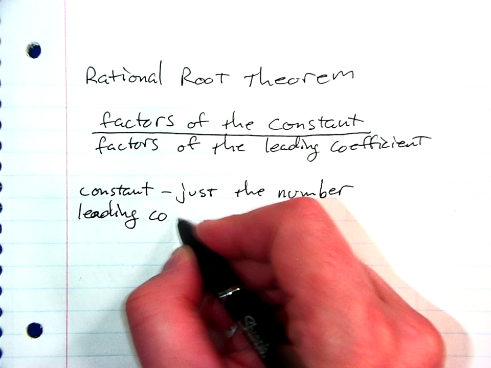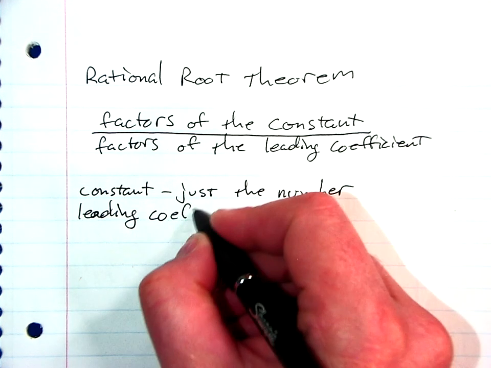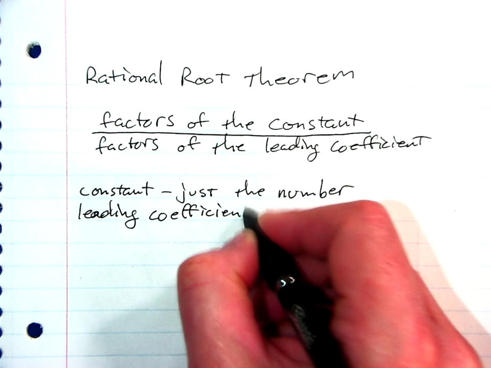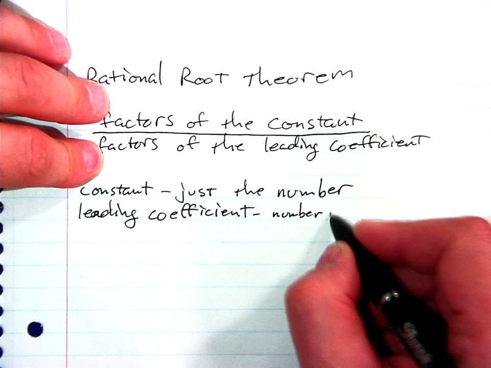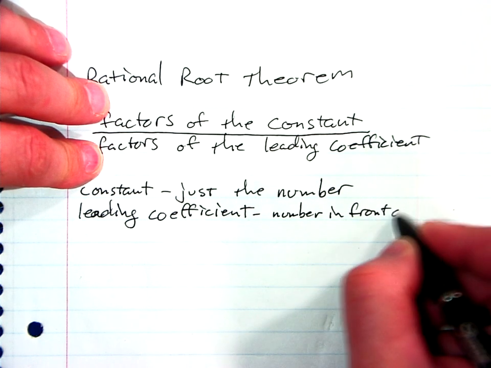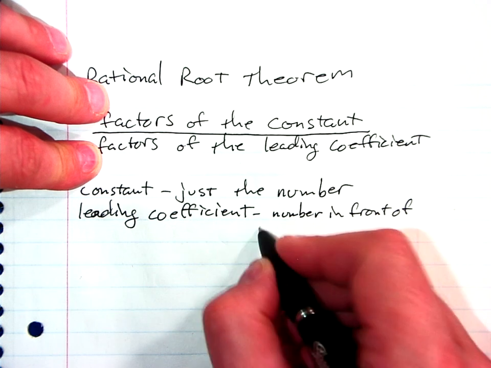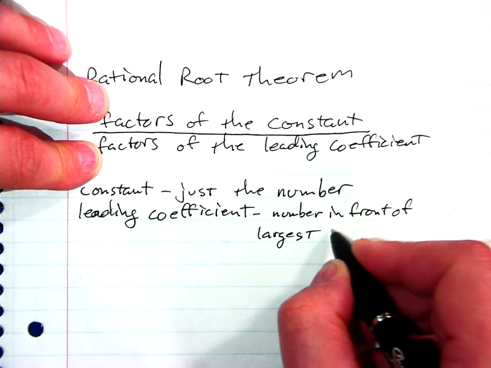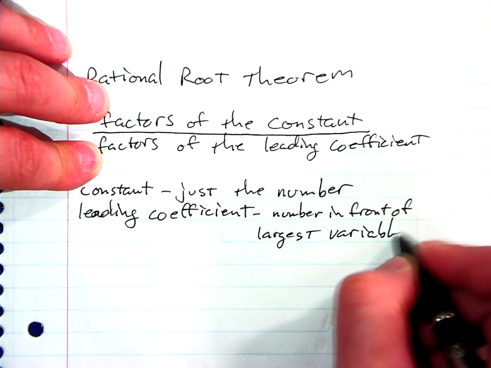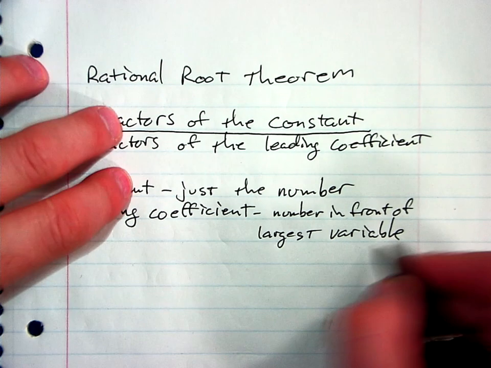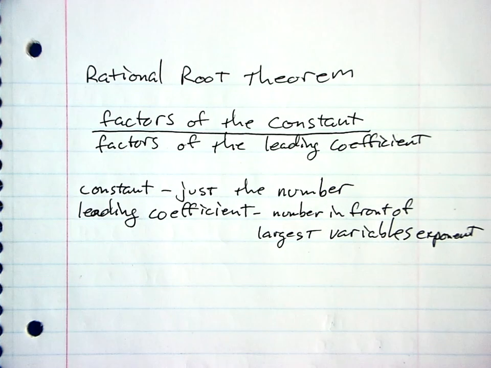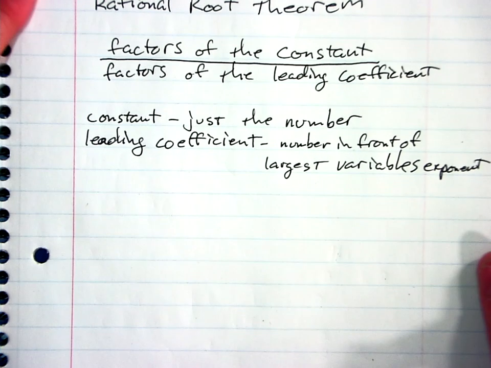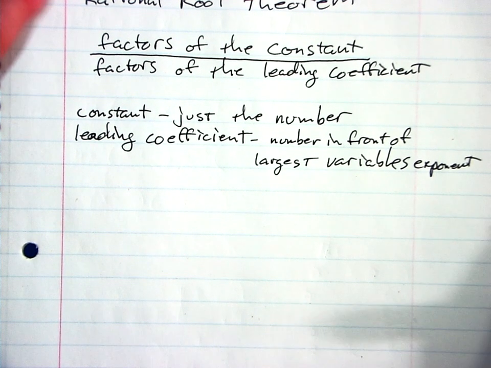Leading, that kind of looks like cursive, sorry. Coefficient is the number in front of the largest variable. And remember, variable is the largest variable's exponent. Variable is an unknown number, usually x. Exponent's the biggest exponent. Jonah, you good with me? Okay.